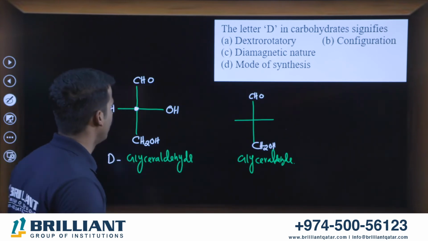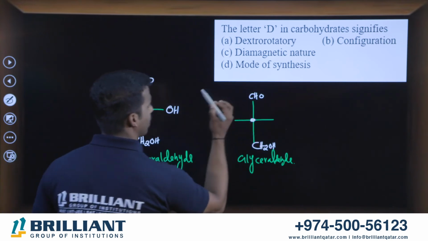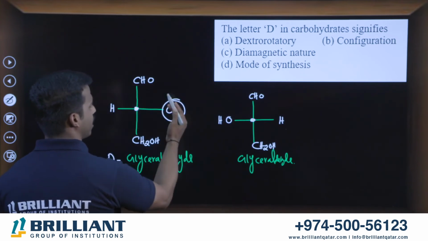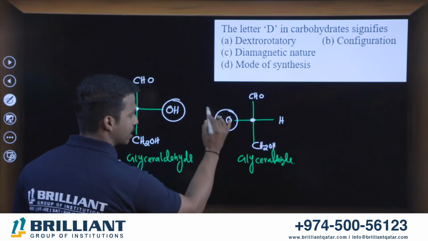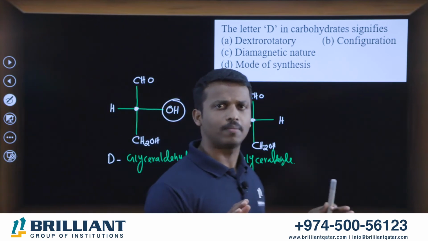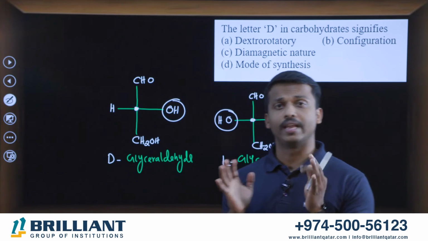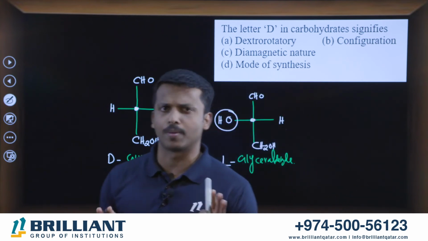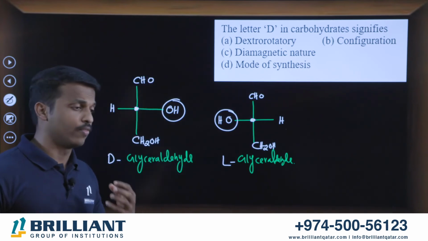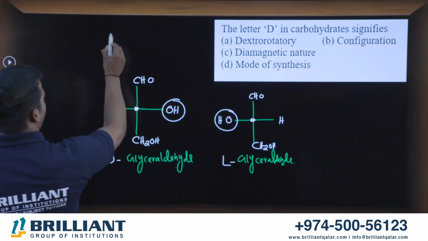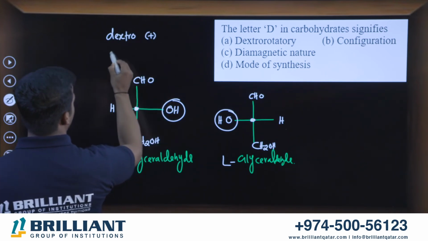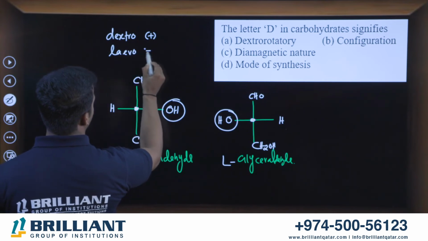Then on the same central carbon atom, if the OH group is on the left side and hydrogen on the right side, it is called L-glyceraldehyde. Alright, so D and L are nothing but the arrangement of the configuration. Please don't relate them to dextro or levo. Then how can you confirm whether it is dextro or levo? For dextrorotatory they give a positive symbol, and for levorotation they give a negative symbol.